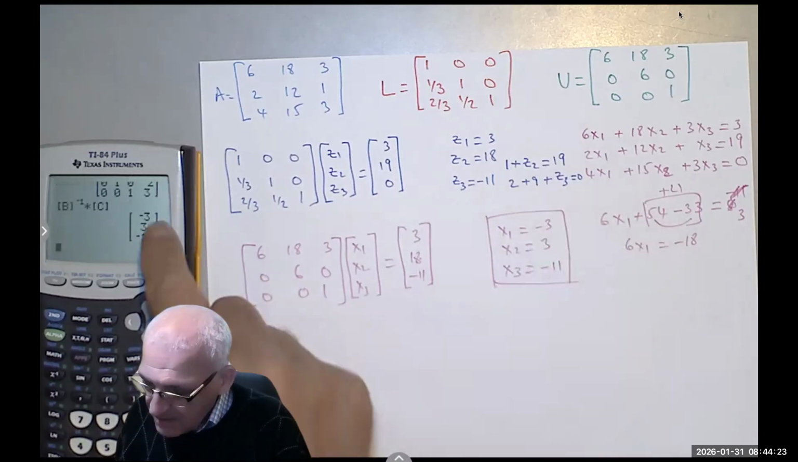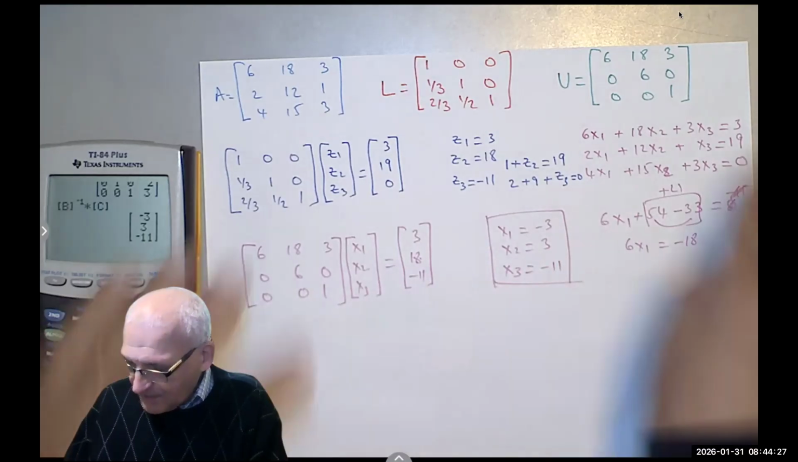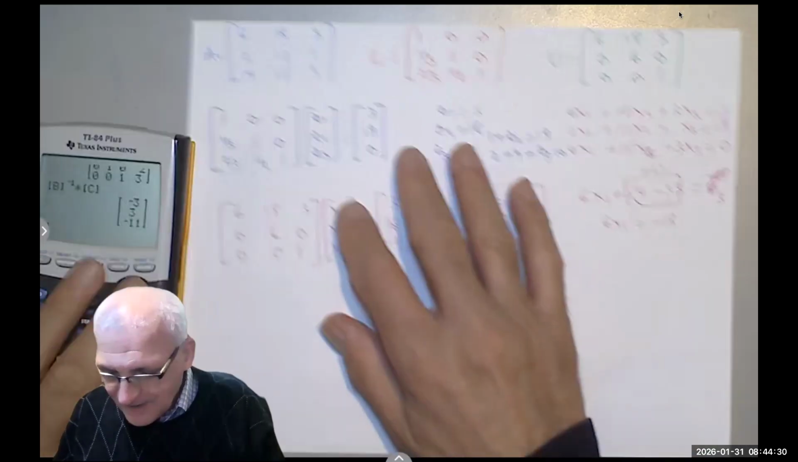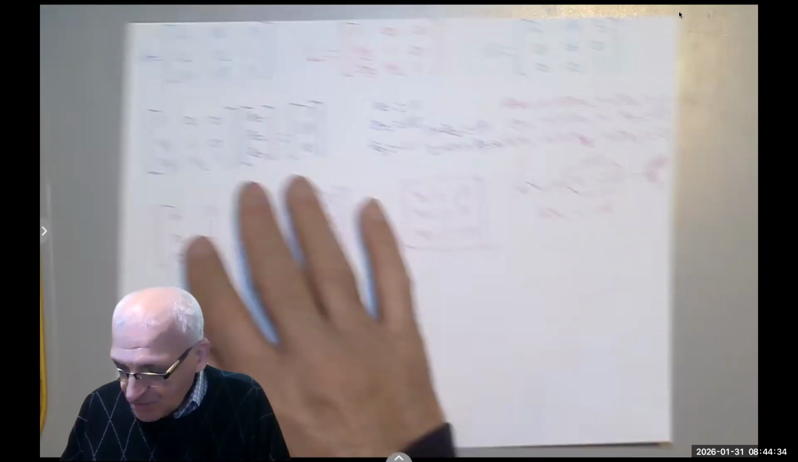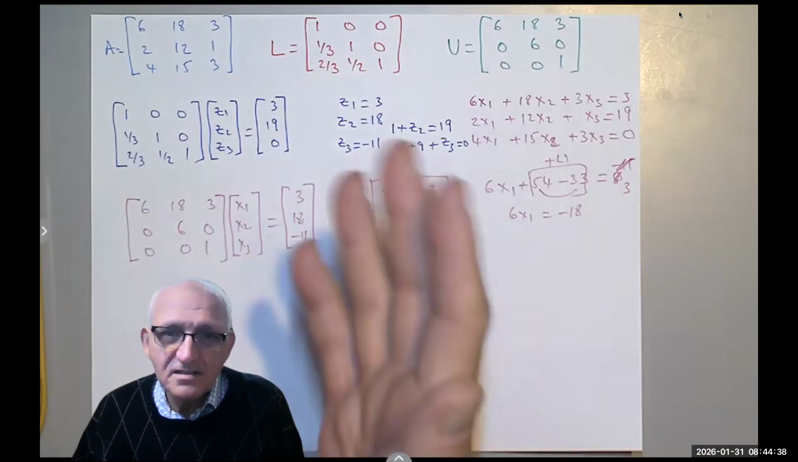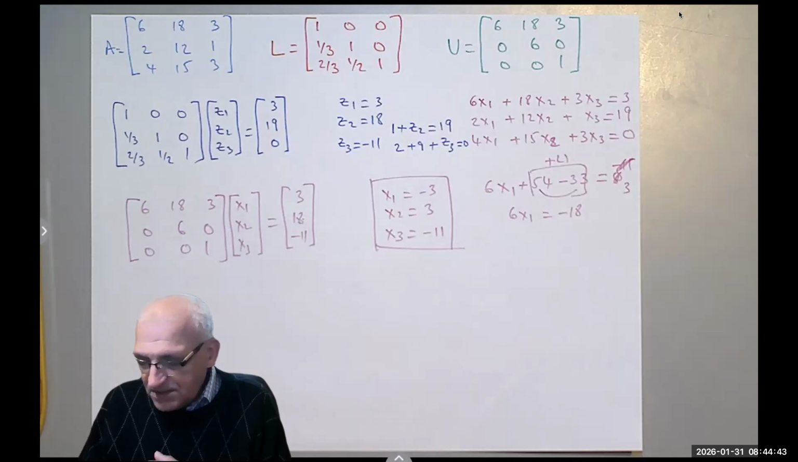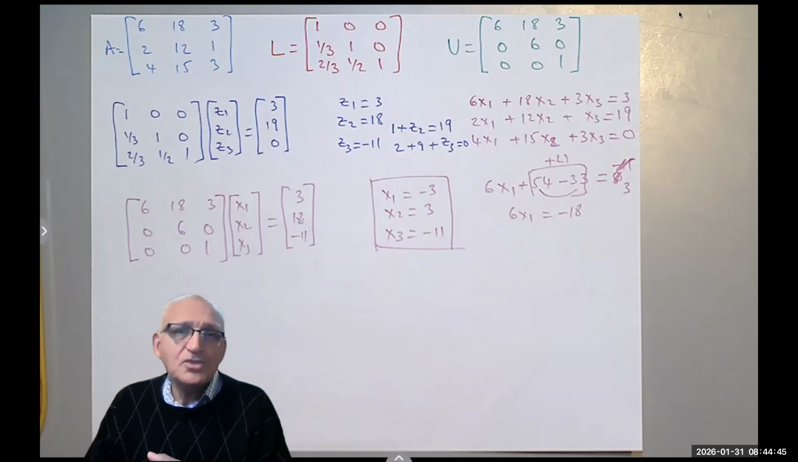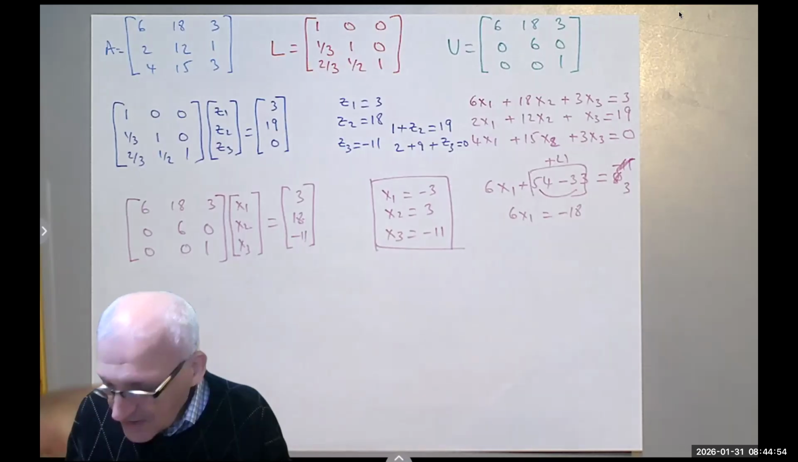Negative 3, 3, negative 11. So it's correct. Okay, I thought I did something wrong. I got confused myself. So just making sure it's correct. And again, as usual, I think this completes what I wanted to talk about in matrix factorization.